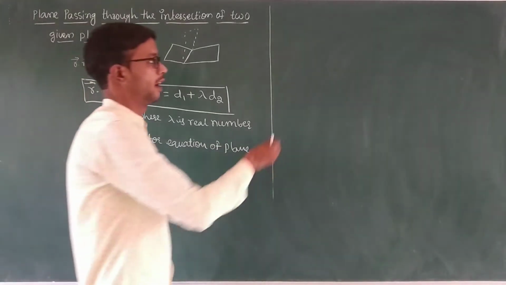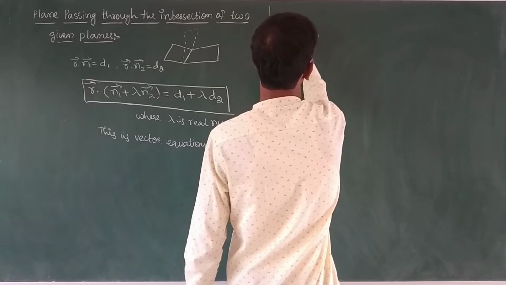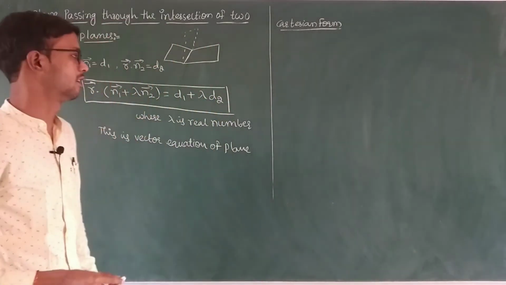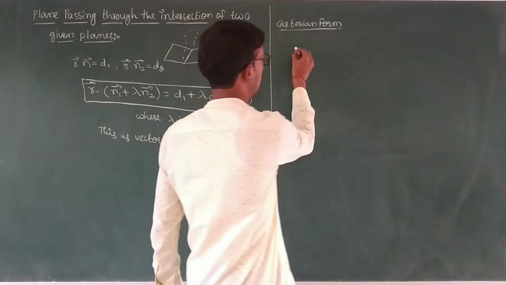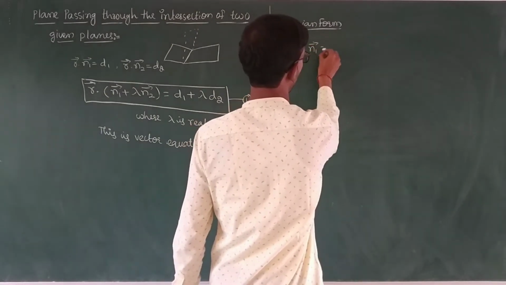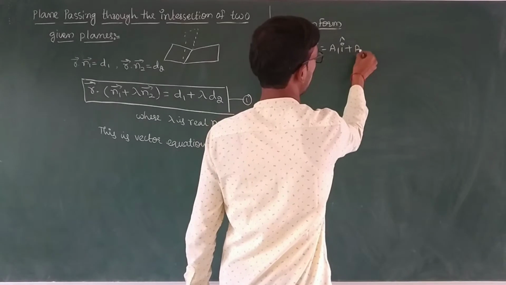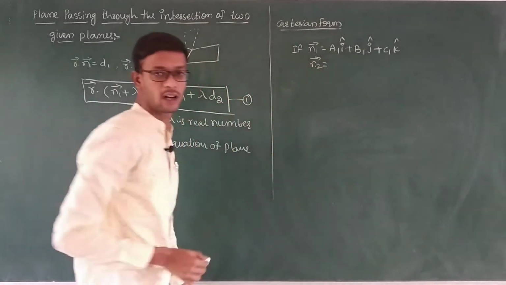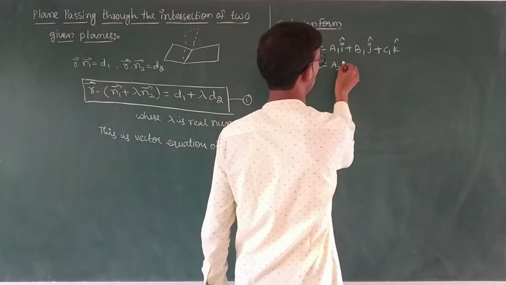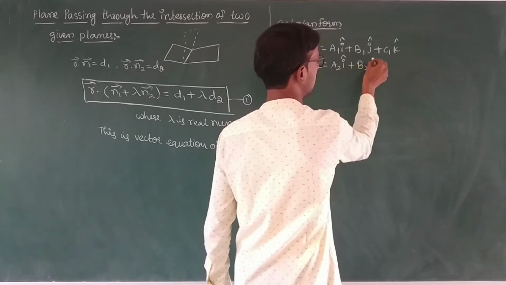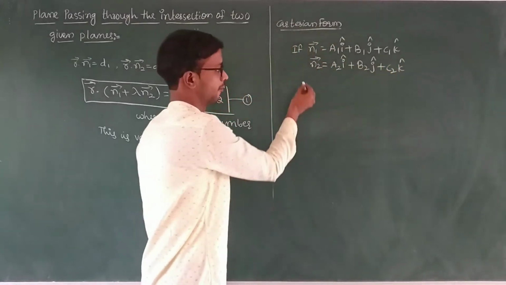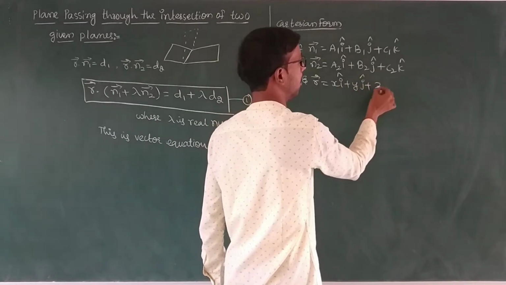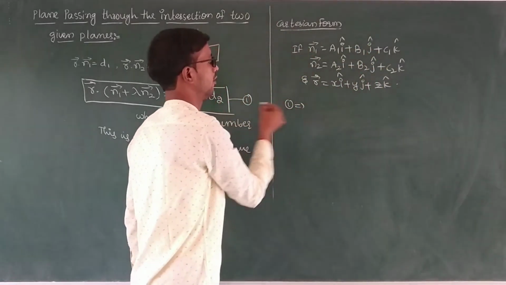Now the Cartesian form. To find the Cartesian form, I take n1 bar equal to a1 i cap, b1 j cap, c1 k cap, n2 bar as the vector a2 i cap, b2 j cap, c2 k cap, and r bar equal to x i cap, y j cap, z k cap. Substitute these three in equation 1.